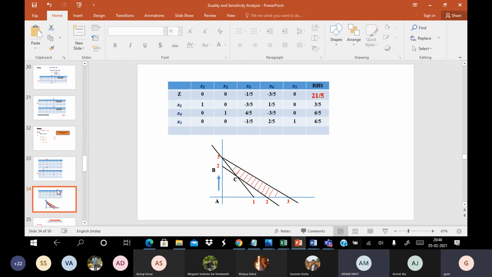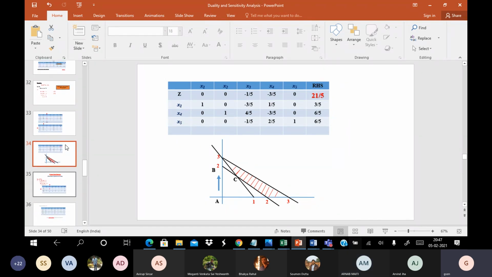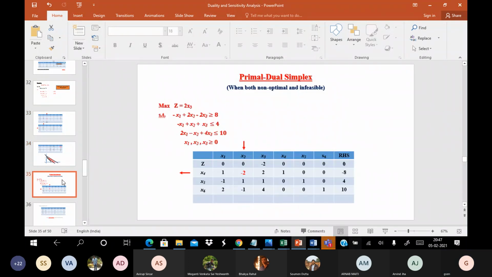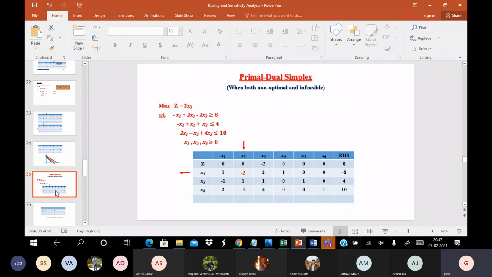Yeah. No, so this slide maybe for some other problem. Mistakenly, it has been inserted here. This slide may be for some other problem. Yes. Yeah, it may be for this one actually. It has been inserted earlier, I think. Okay.